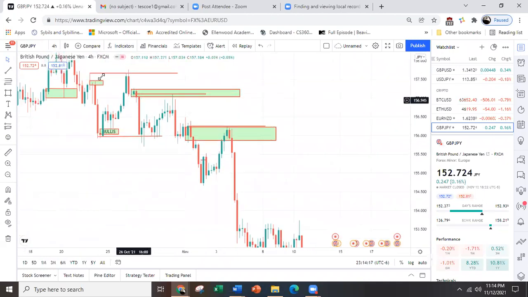Order blocks are a very, very easy way to capitalize on moves within the market. It's all about being on the right side of the market, doing your top-down analysis from the monthly all the way down here. Understand that everything we do with smart money is based on higher time frames. Your trades need to be based on the monthly and the weekly time frame.